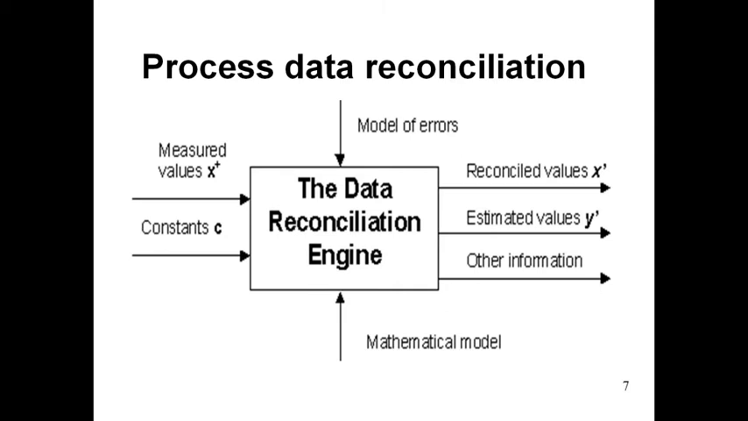Inputs are measured variables, known constants, mathematical model, and a model of errors. Model of errors is determined by precision and accuracy of measuring instruments. As the engine for data reconciliation, the program Recon is used in our case. Outputs are reconciled and estimated values and other information such as data quality, confidence intervals, etc.